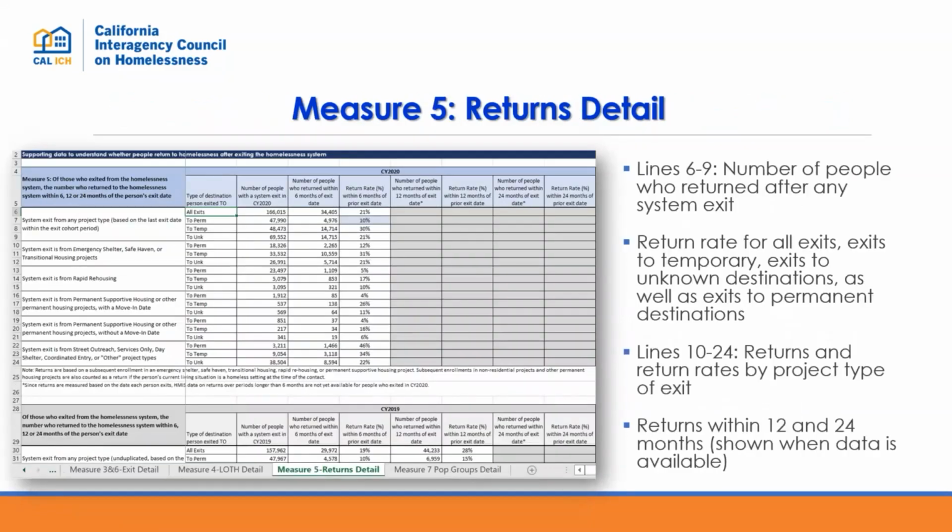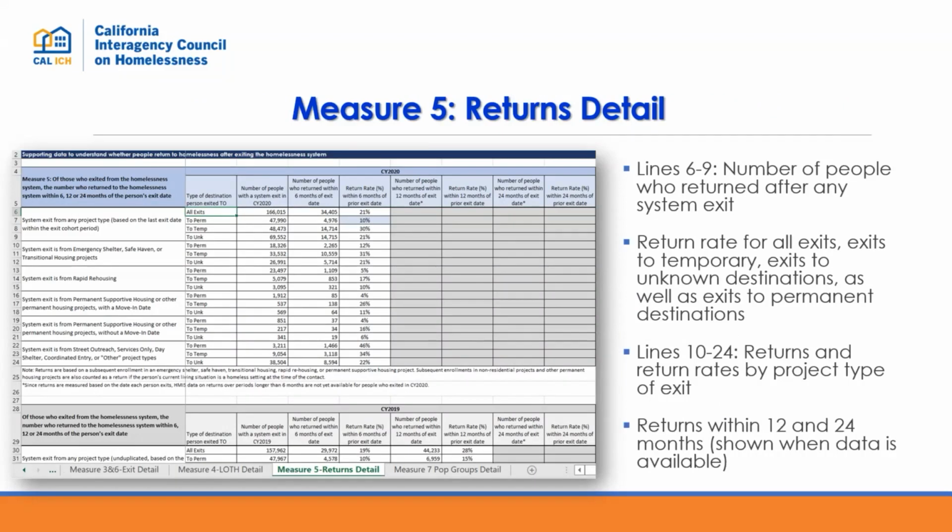Next is Measure 5 Returns Detail tab. The Measure 5 Returns to Homelessness Detail tab provides additional details on returns to the homelessness system. In column D, line 7, the baseline number of households returning to homelessness within 6 months of system exit to a permanent destination is shown, and the corresponding return rate for that group is in column E, line 7. This rate is Measure 5.